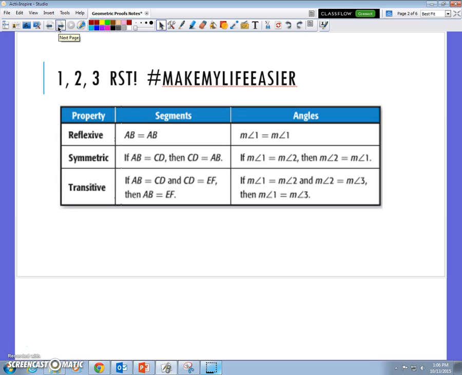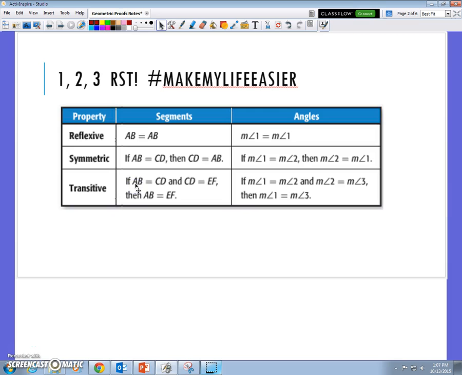Okay. 1, 2, 3, RST. Now we've talked about this a little bit as a reminder: the reflexive, symmetric, and transitive properties. The reflexive property says AB equals AB, angle 1 has to equal angle 1. It equals itself. The symmetric property: if AB equals CD, then CD equals AB. It flips around the equal sign, moving one side to the other side. And the transitive property: if AB equals CD, and CD equals EF, then AB must equal EF. So you start with the first and end up with the last together.